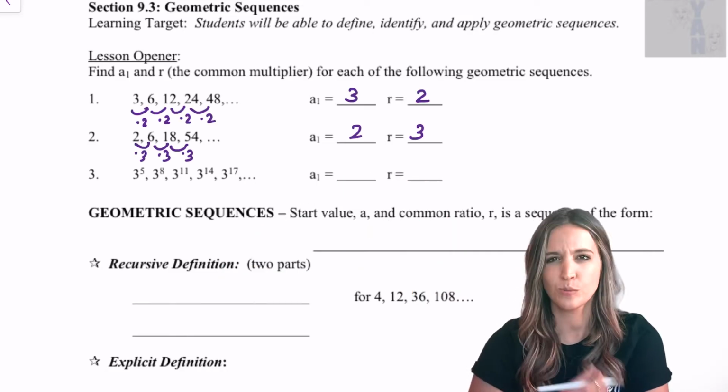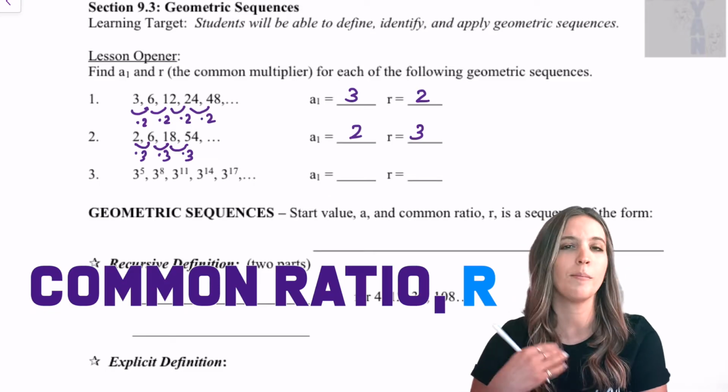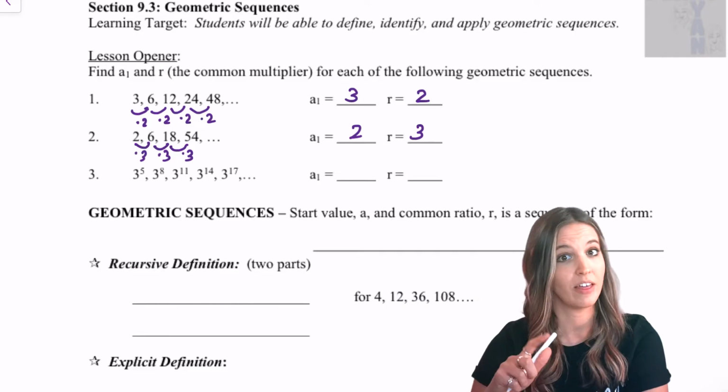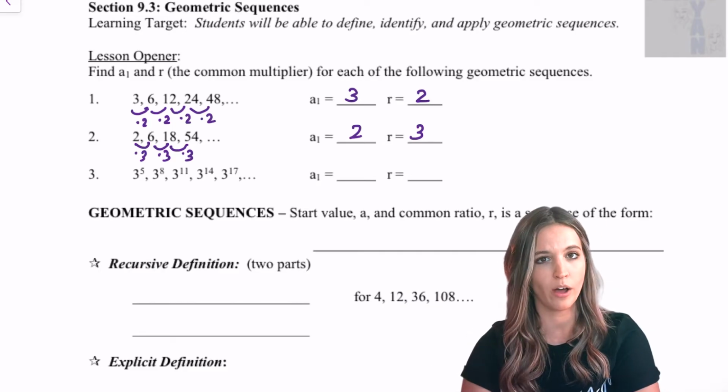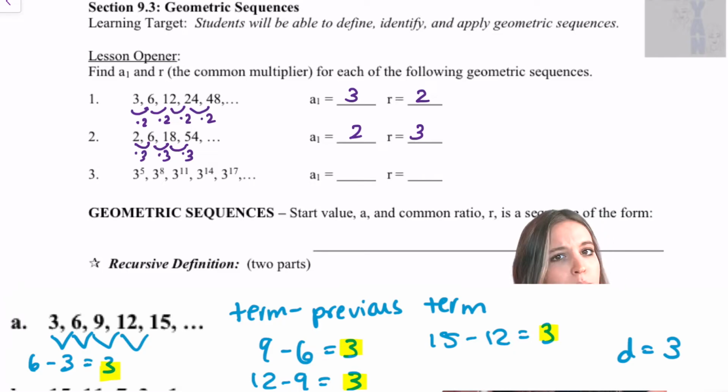In the first sequence, it's pretty quick to see that the common multiplier is 2. We call this the common ratio r. So I'm multiplying the first term by 2 to get to 6, then multiplying by 2 to get to 12, and so on. Just like with arithmetic, we did term minus previous term to always find that common difference, d.